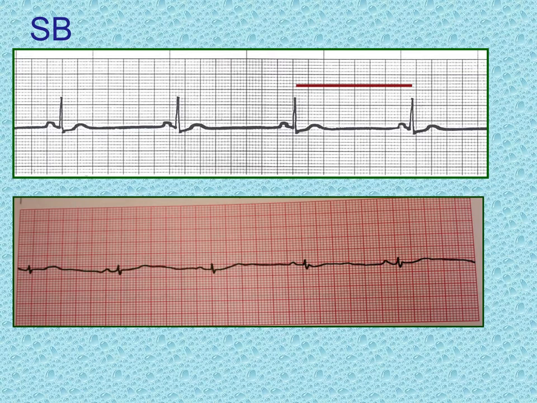There are QRSs. I see 1, 2, 3, 4, 5. So that's a rate of about 50. I can also see that they're evenly spaced. So I have a rate of less than 60. I have a rhythm that's regular. And I do see a P wave with every QRS, so my relationships are intact.